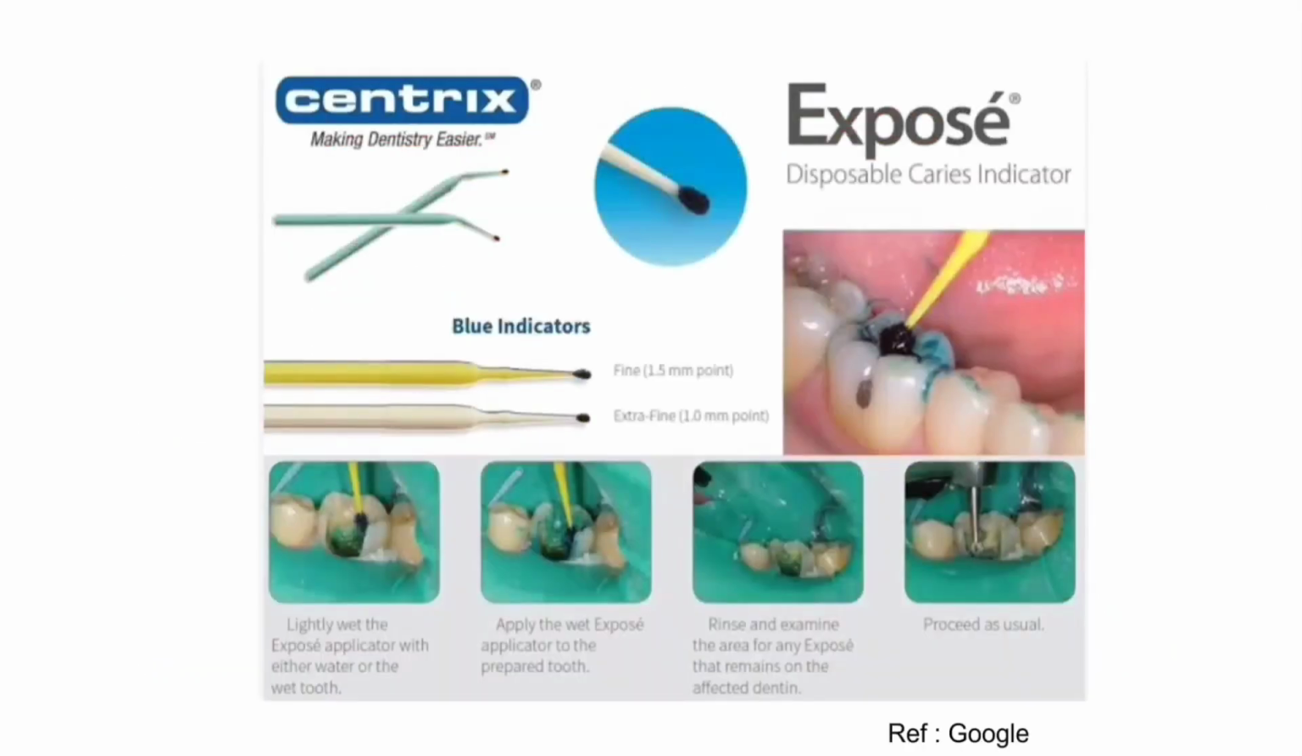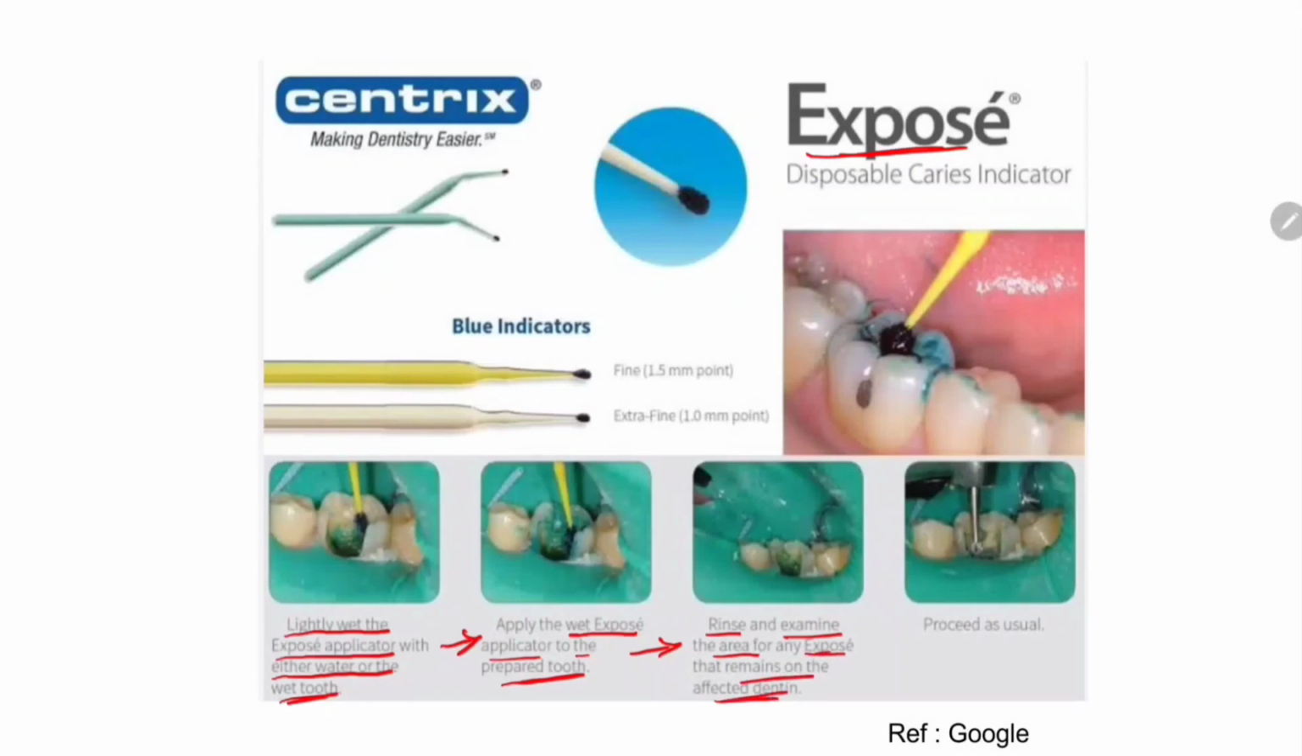How are we using these dyes? So this is any brand advertisement. The brand name is exposed. We are not promoting any brand here. So here we have a lightly wet applicator with either water or a wet tooth. Then we apply this wet applicator to the prepared tooth, and then we rinse and examine the area for any dye that remains on the affected dentin.